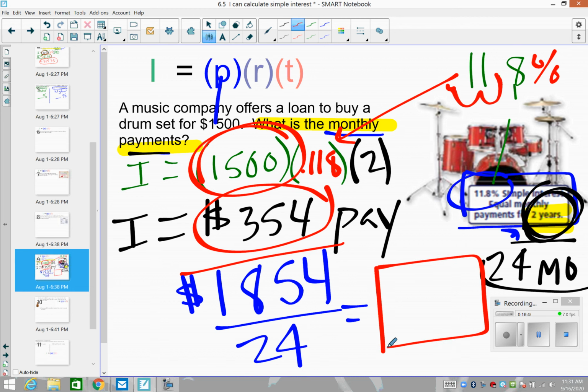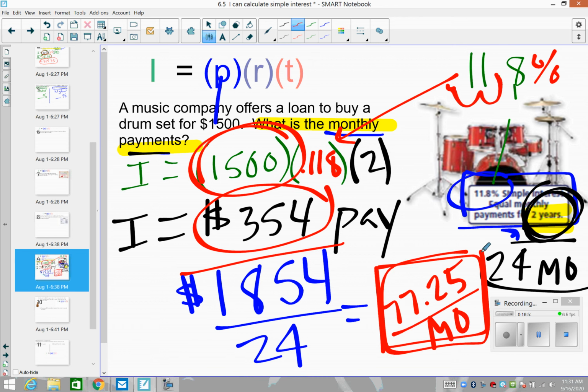Here we go. 1854. This will be our last problem, guys. 1854 divided by 24 means that you're going to pay $77.25 per month. How long do you pay that? For 2 years. That includes the cost of the drums plus the cost of borrowing the money, called interest.